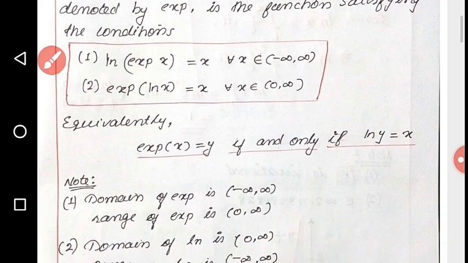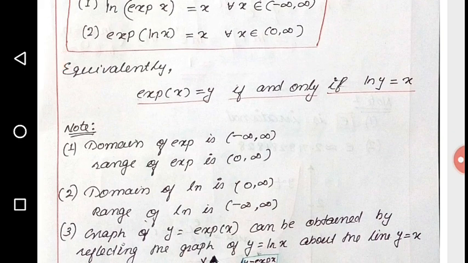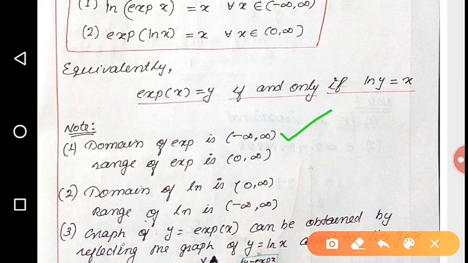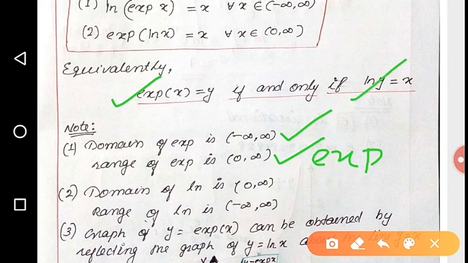Now the domain of the exponential function is the full set of all real numbers, that is minus infinity to infinity. The range is 0 to infinity, that is exp x is always positive. And here we know that the exponential function and the ln logarithmic function are inverse functions.